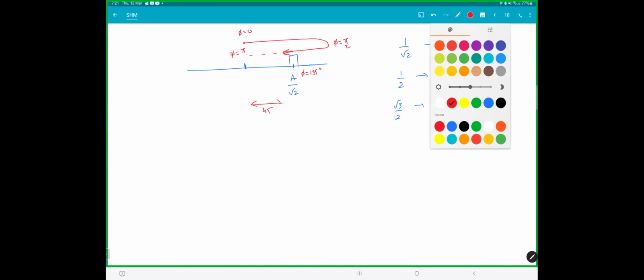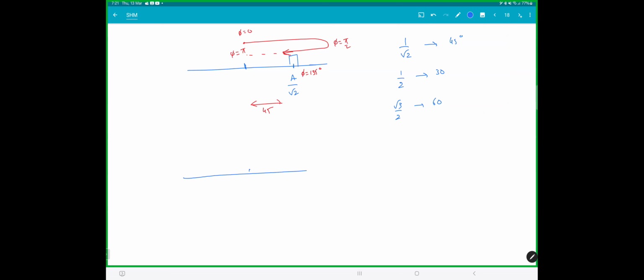You're getting it? Let me take one more example. Say x is equal to minus root 3a by 2, and if you say it is going this way, this is what I do. Root 3a by 2 means 60 degrees. I don't care left or right. Root 3 by 2, 60 degrees from mean position. So from here to here, this angle is 60. So I want to go to the left.